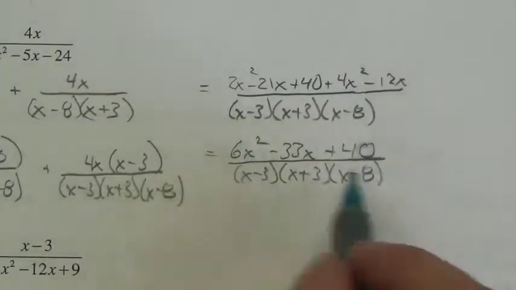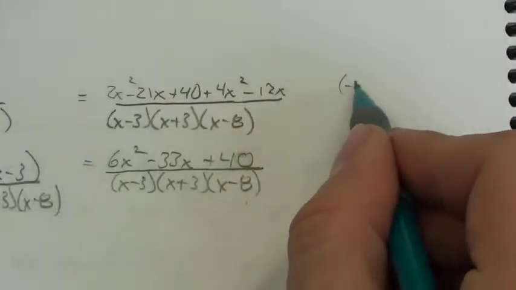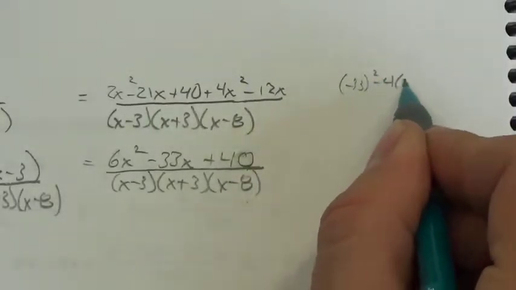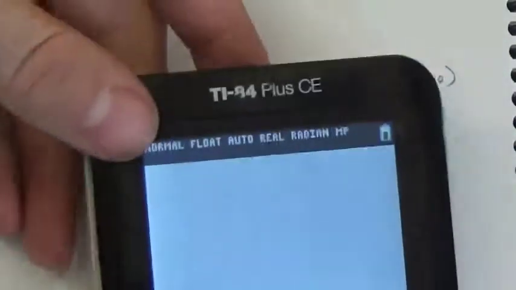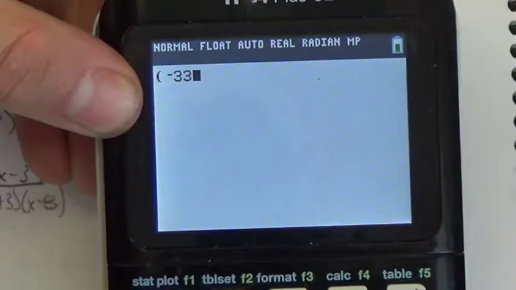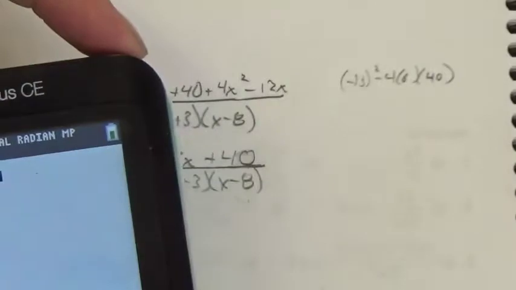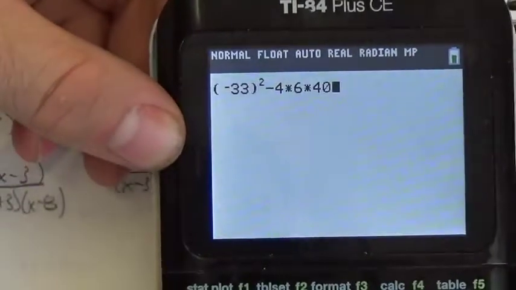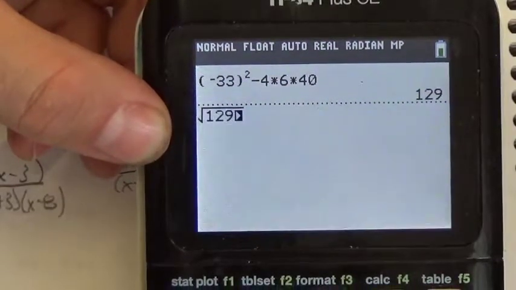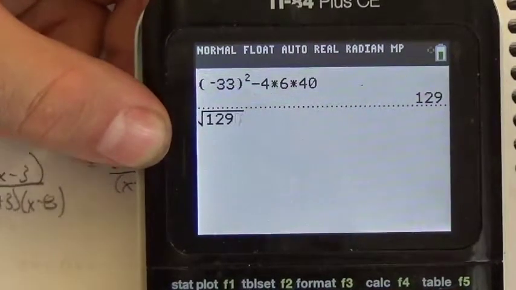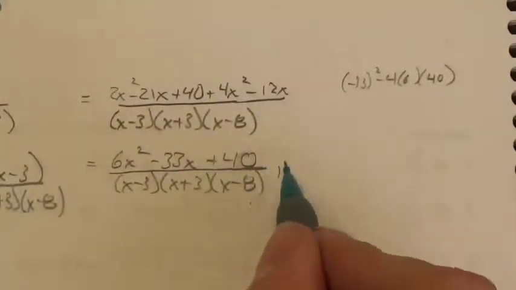Now, maybe I can factor that, but I'm going to use my discriminant to figure that out. So let's take a look at that. That would be negative 33 squared minus 4 times A times C. Now, did I get that right? Yeah, the signs are all correct there. Good. If I press enter, I get 129. Now, if 129 is a perfect square, then this is factorable. It is not factorable. So that's where I stop.